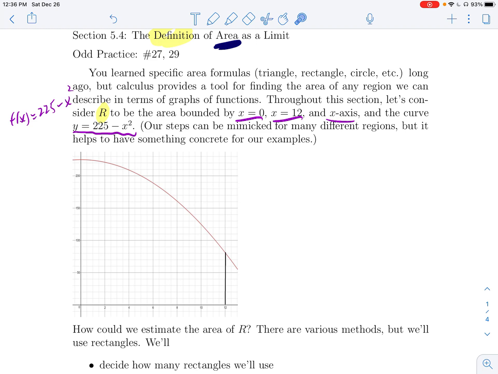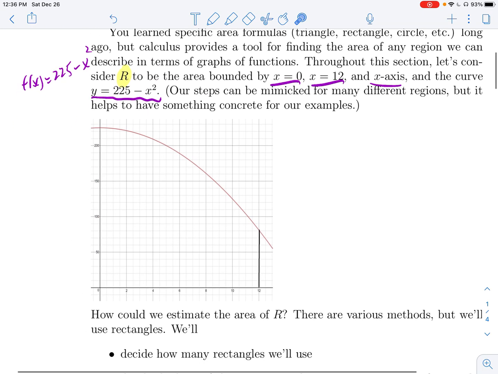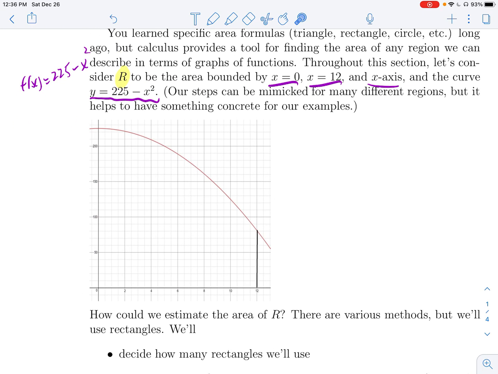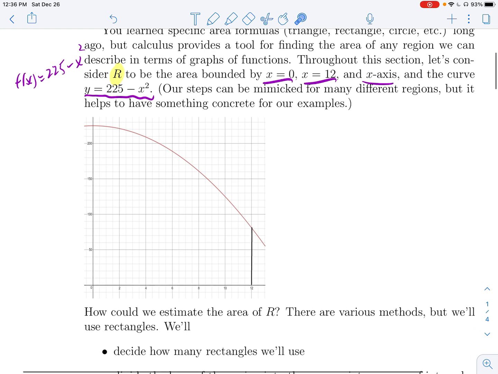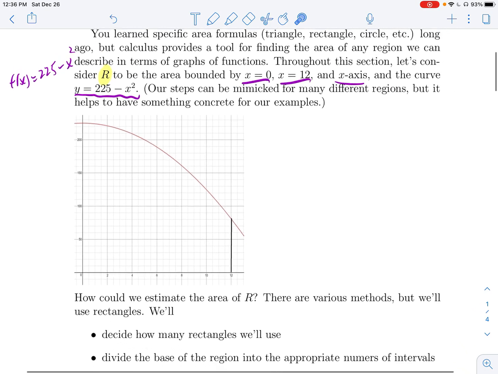So here is a picture. My y scale is much different from my x scale, but here's the gist of it. It's this four-sided figure where 1, 2, 3 of the sides are straight, but the top is curved. So we don't have a formula for this. It's not a rectangle, it's not a trapezoid, it's not a circle, it's some exotic thing.